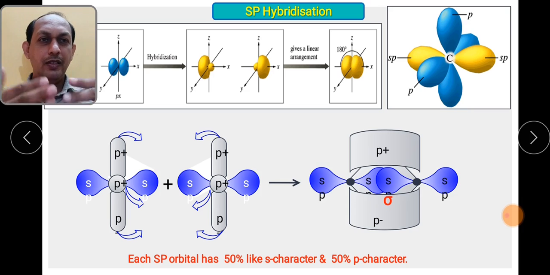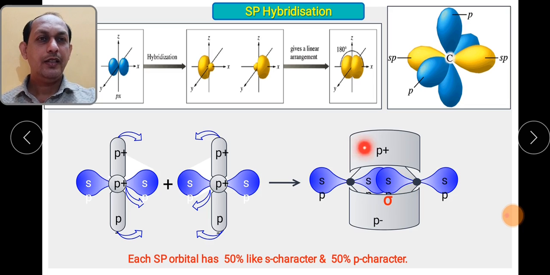These two overlap with one another and form the sigma bond here, as in the case of acetylene we can see. And you can see the py and pz orbitals overlap to form the two new pi bonds, and as a result of that we can see this particular geometry in the case of the acetylene molecule. In the next slide we can see.